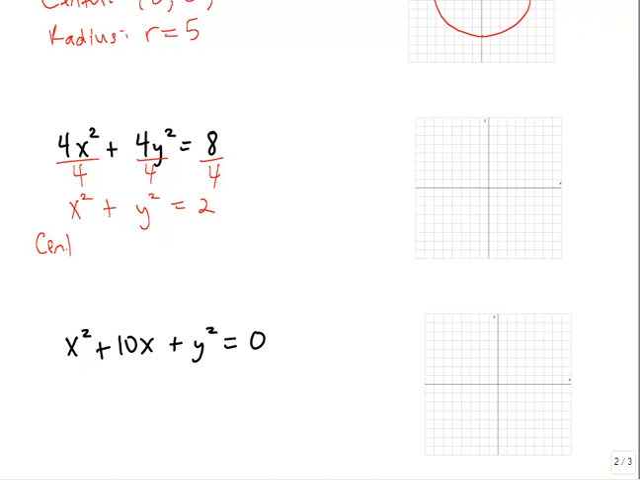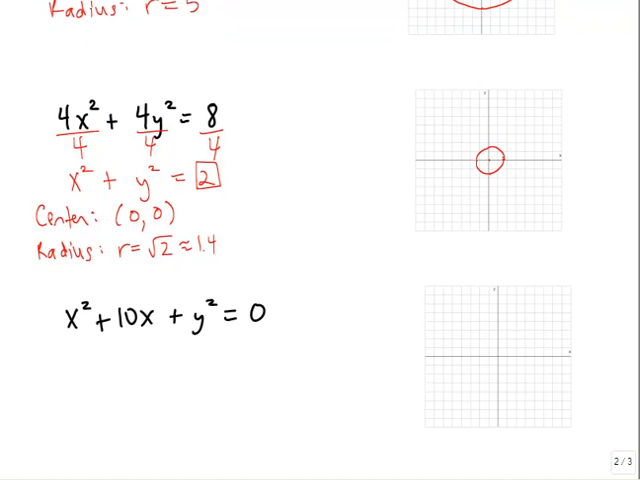So my center, just like in the last one, there's nothing being subtracted from that x or that y. So my center has to be 0, 0. And what's my radius? My radius is the square root of this constant. So in this case, it's not going to be so nice. It's going to be the square root of 2, which is about 1.4. So we're going to put a dot at 0, 0 for my center, and then I'm going to go approximately 1.4 to the right, 1.4 up, 1.4 left, and 1.4 down, and draw my little tiny circle.